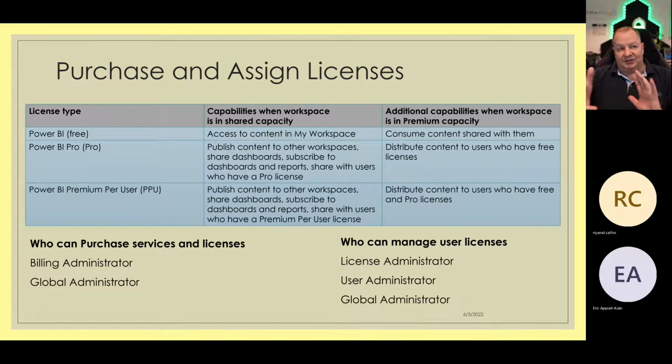Who can manage those licenses? We have a couple of other additional admins. We have the license admin and the user admin, also in addition to the global admin, that can do the management of those resources there. So basically, you may have somebody who purchases the licenses, but somebody else may manage them as well, and that's the assignment of licenses back and forth. So that's a quick high level look at purchase and assignment. Let's go look at what we have in a little bit more detail.